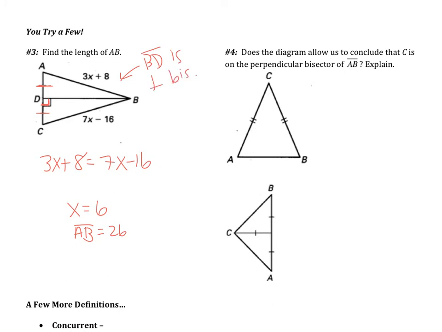Then you know that any point on that bisector, like B, is going to be the same distance from the two endpoints. That would have told you that AB and BC are congruent. That's one way to think about the problem.